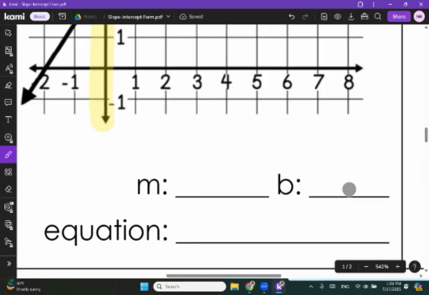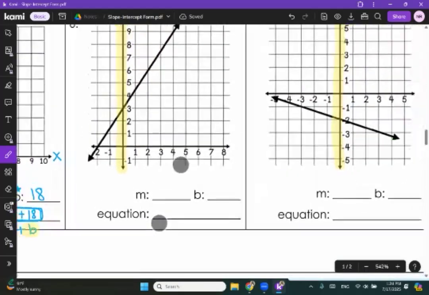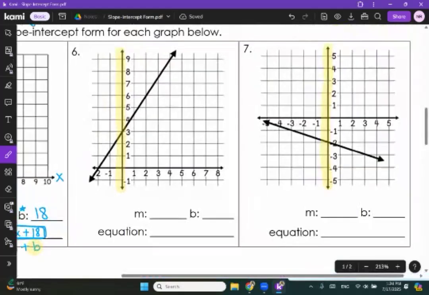Number 6. The very first point that you want to look for is the y-intercept. This line is crossing the y-axis at the number 3. Okay. And we need another point in order to find the slope. This one's a good one. Draw your right triangle on top. We're going to use rise over run to calculate that slope. 1, 2, 3, 4, 5 going by ones.